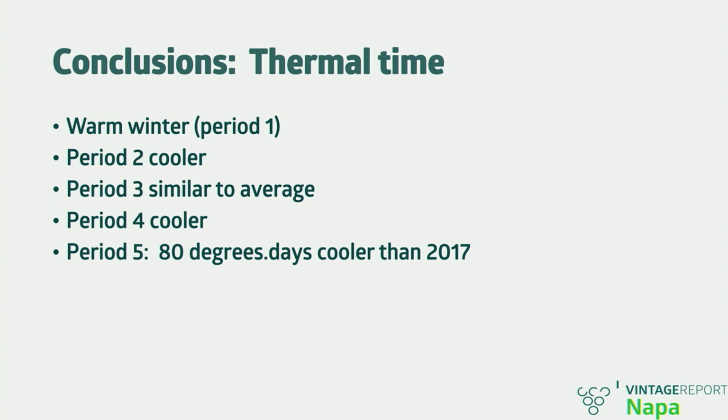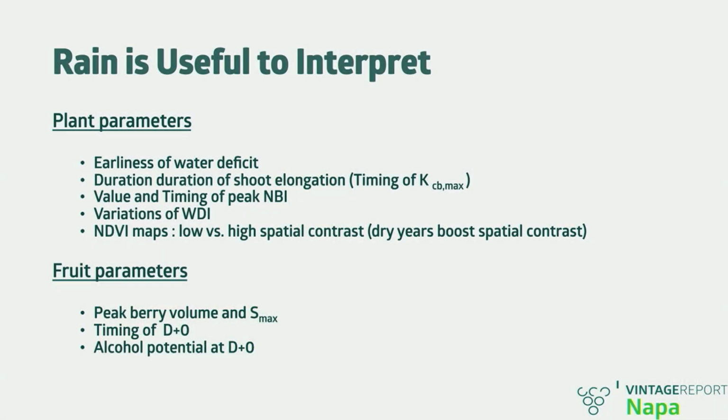So essentially, we can conclude from that quick heat accumulation analysis that we had a warm winter. However, period 2 was cooler. Period 3 was similar to average, but period 4 was also cooler. And period 5 was also 80 degree days cooler than 2017. So we will see how this pattern of heat accumulation affected the fruit ripening kinetics later on. So that's heat accumulation. Now let's check rain.